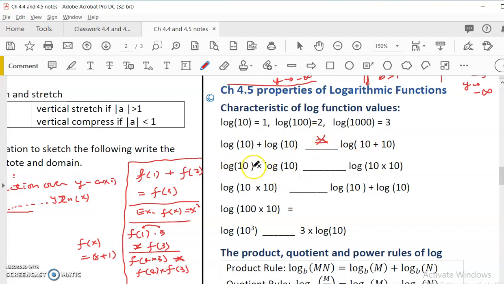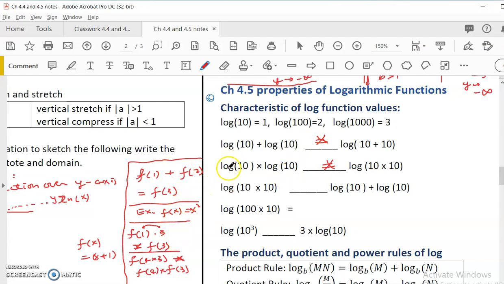And also if you have log 10 times log 10, that would be 1 times 1. But log of 10 times 10 would be log 100, which is 2. So this is also not equal. So these are generally not possible, like what we have talked about before.